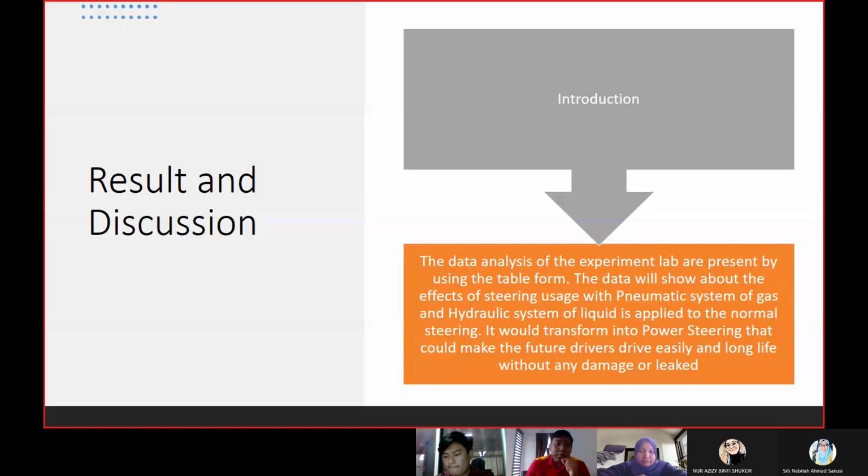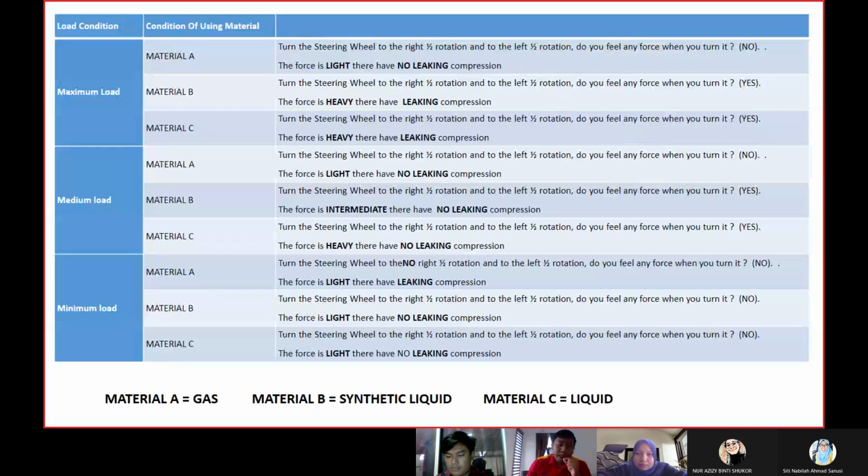As we can see, we have three conditions using materials: material A is gas, material B is synthetic liquid, and material C is liquid. The first one we put is stage one, which is a minimal load. When the steering wheel turns right half rotation and left half rotation, whatever force we get, this is the result.